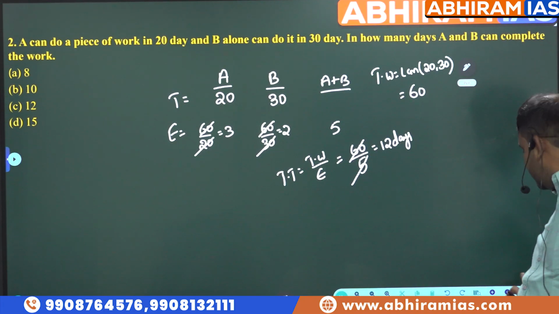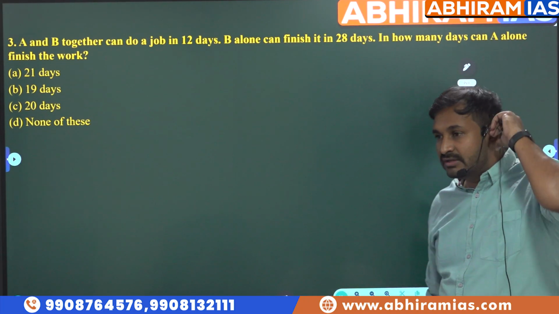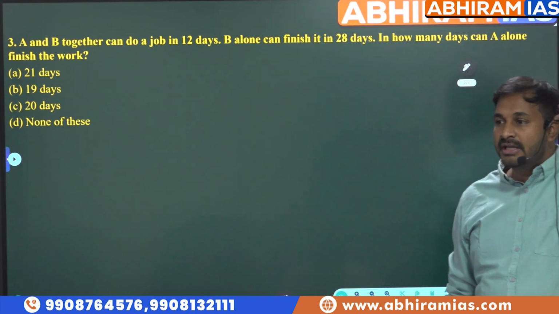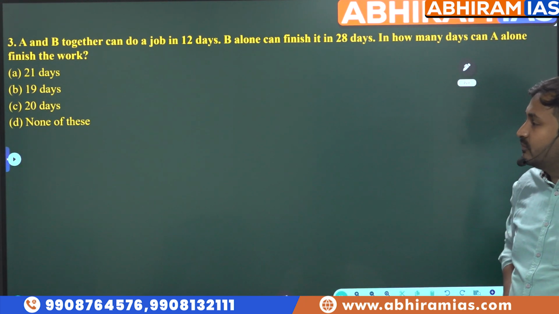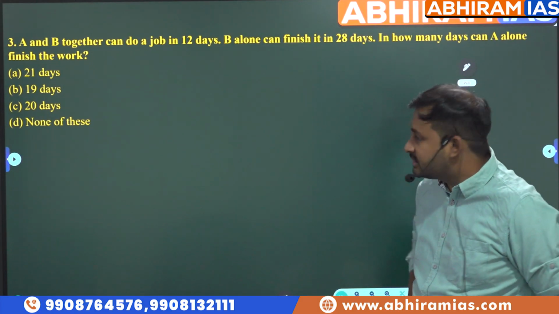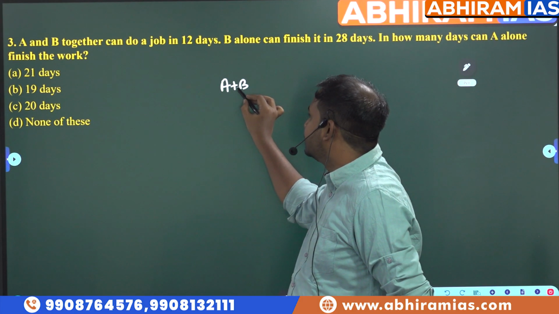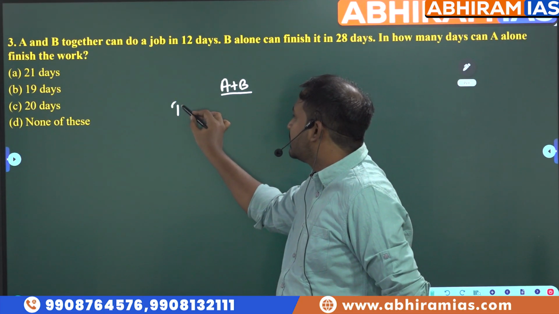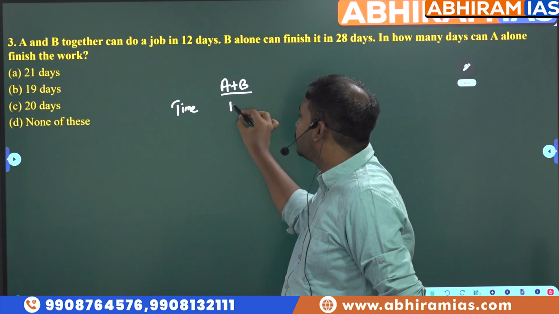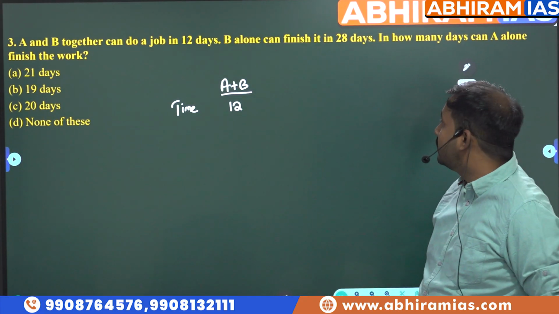Clear? Right? Next one. Now please see this one, students. Third one. A and B together can do a job in 12 days. So now the combined time is given. Time taken by A and B together is 12 days. What is the time taken by B alone to finish the job?